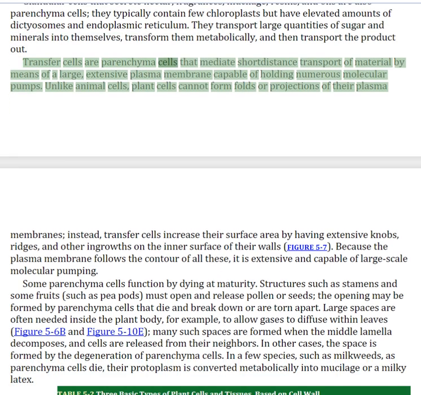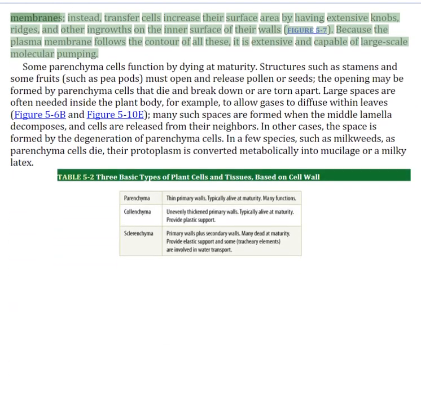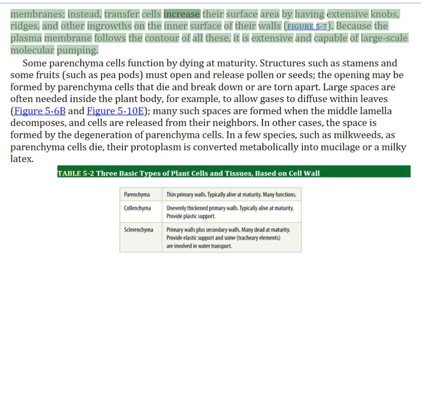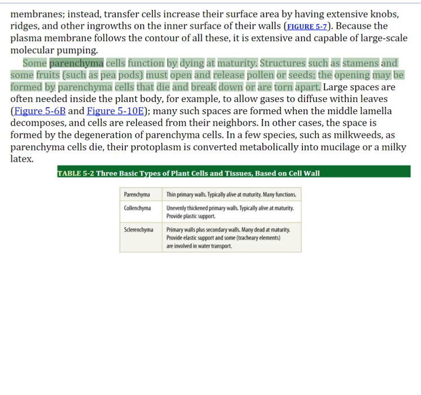Transverse cells are parenchyma cells that mediate short-distance transport of material by means of a large, extensive plasma membrane capable of holding numerous molecular pumps. Unlike animal cells, plant cells cannot form folds or projections of their plasma membranes. Instead, transverse cells increase their surface area by having extensive knobs, ridges, and other ingrowths on the inner surface of their walls. Because the plasma membrane follows the contour of all these, it is extensive and capable of large-scale molecular pumping.